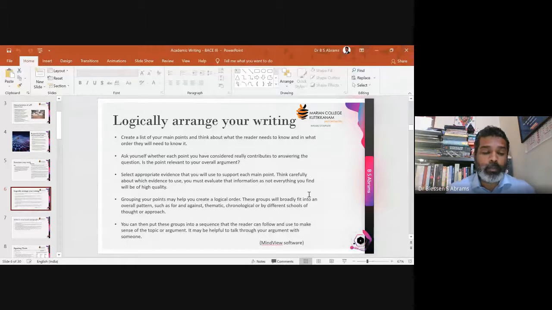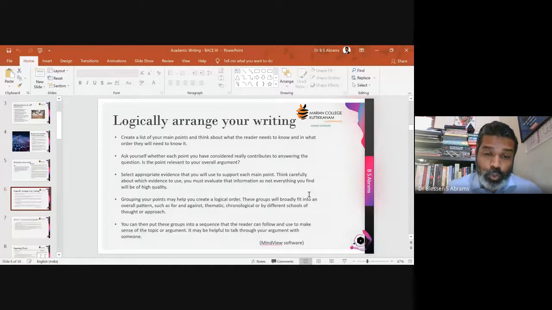And if you want to add something to the thematic pattern or thematic order, the points should be arranged by themes, chronologically, or by different schools of thought or approach. If you can group your valid points, that will definitely help you logically arrange your essay, your article or research thesis.